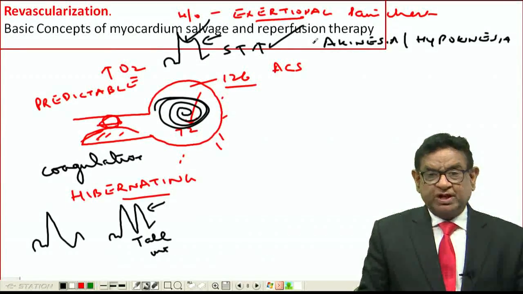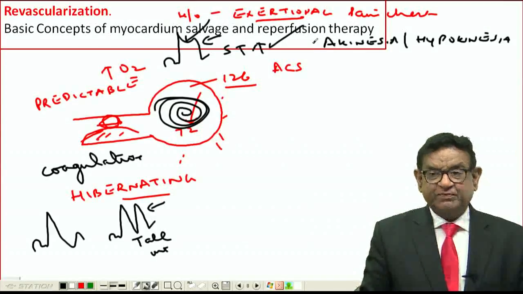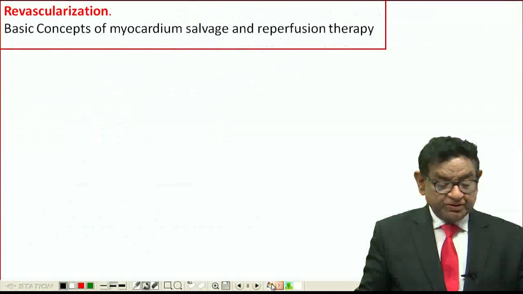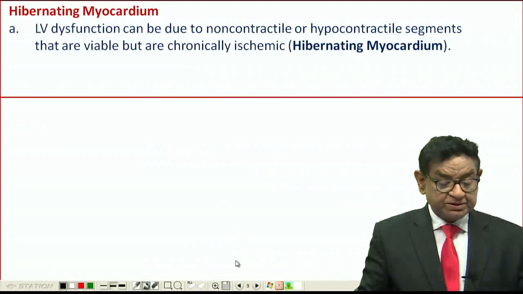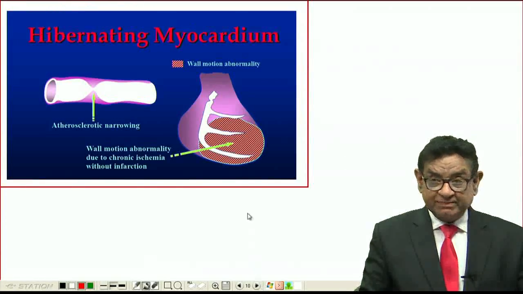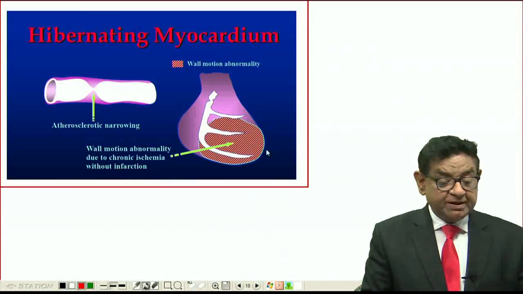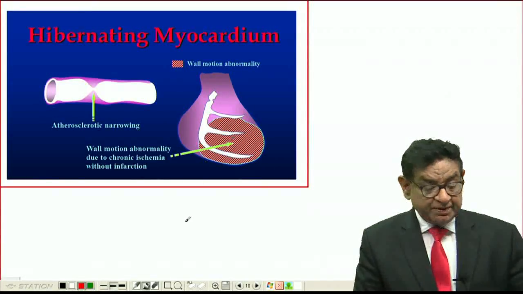I hope you have understood. So now how can we reperfuse the myocardium? So we move further. In reperfusion, the hibernating myocardium, you understood? Okay. Now, one more thing I would like to add. This is the hibernating myocardium, a chronically ischemic patient. This narrowing is there. This tissue is getting chronically ischemic.